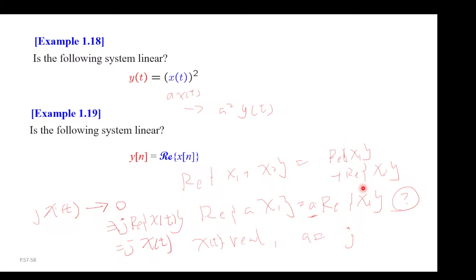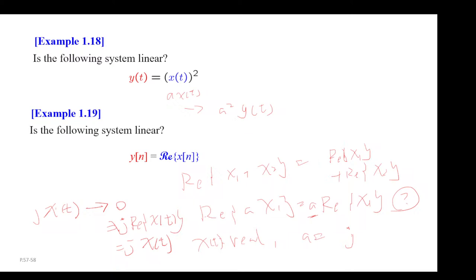But when you check the homogeneity, it's funny because you need to remember we have complex numbers. So real of a x1 equal to, yeah, this is a trick question. The first part makes you think it's linear, but when you check the coefficient, you have a subtle part. Real of a x1 is equal to a times real of x1, and it's not quite true if your a is a complex number.